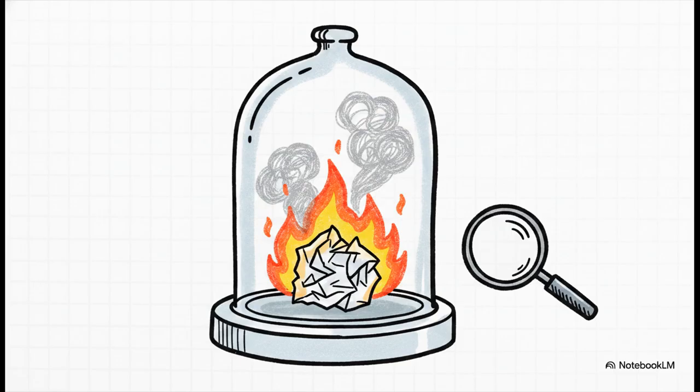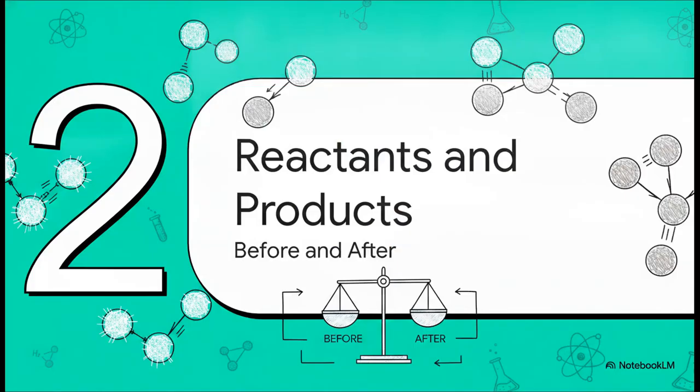To truly observe mass being conserved, we have to trap everything in what scientists call a closed system. If we seal our reaction tightly inside a glass box, the mass of that box will remain perfectly unchanged from start to finish because nothing can escape. Moving on to Section 2, reactants and products, the before and after of a reaction.